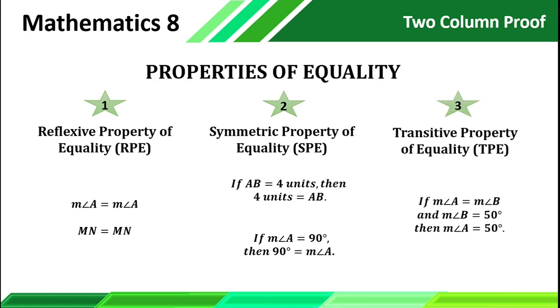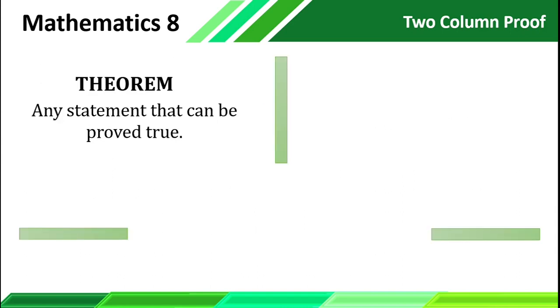The last property that we will be discussing is the transitive property of equality or TPE. So if measurement of angle A is equal to the measurement of angle B, and the measurement of angle B is equal to 50 degrees, using the transitive property of equality, we can say that the measurement of angle A is also 50 degrees. We can also use theorem.